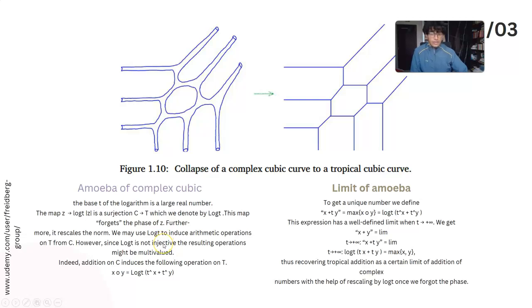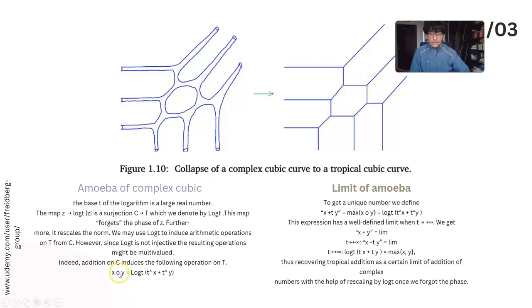And since log is not injective, our mapping may be multivalued. As I explained, z and minus z may map to the same image in t, because we're taking log to the base t of mod z. Mod only converts both of these into the same image. So we may also see that this is what I meant by defining an addition.